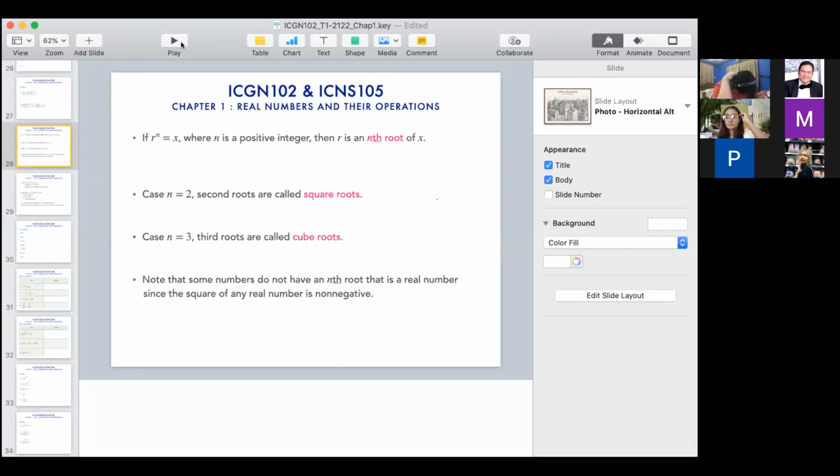r is the nth root of x, you can write it as the nth root of x. It's the same thing. So this is a symbol to represent that r is the nth root of x.